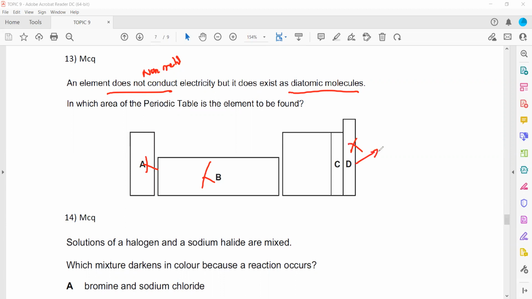Why can it not be D? Because elements in group 8 exist as monoatomic elements: helium, neon, argon, xenon. They all are single atoms. Diatomic molecules are in group 7, such as fluorine, F2, chlorine, Cl2, bromine, Br2, iodine, I2. So C is the right answer.